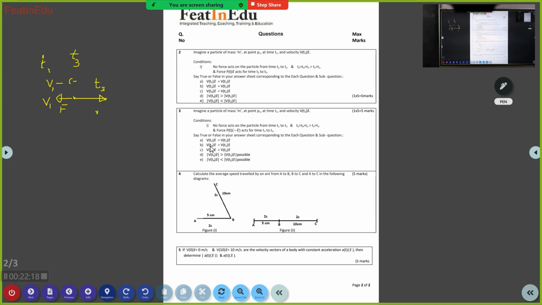Now then what I asked? V at T2 is equal to V at T1. Is it correct? Because I am not applying force at T3 that time. True or false? True, sir. V at T3 is equal to V at T1. True or false? But from T3 I started applying force. See, now here you should say yes, because as soon as you apply force, the velocity will not change.